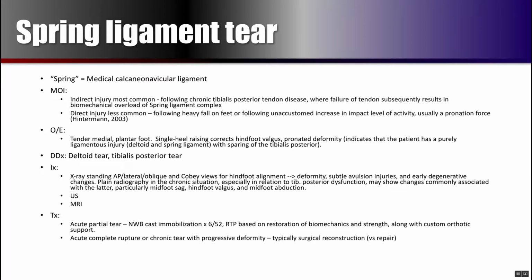Spring ligament tear, also called the medial calcaneonavicular ligament, most commonly occurs through an indirect injury mechanism. So it's following chronic tibialis posterior tendon disease, where failure of the tibialis posterior tendon subsequently results in a biomechanical overload of the spring ligament complex, and then that tears subsequently.